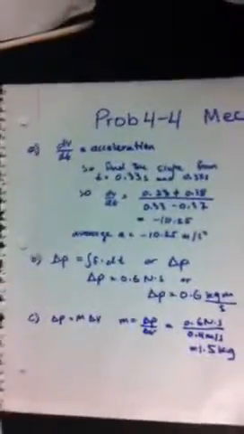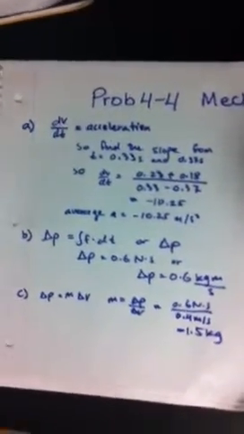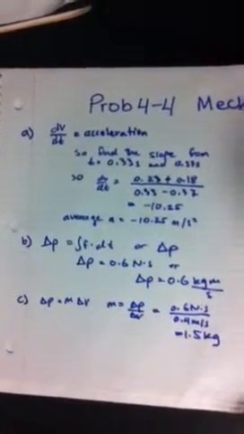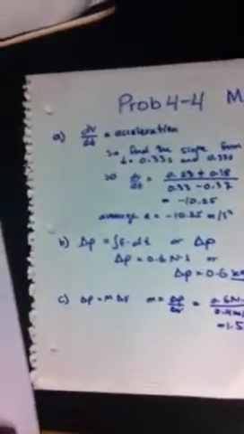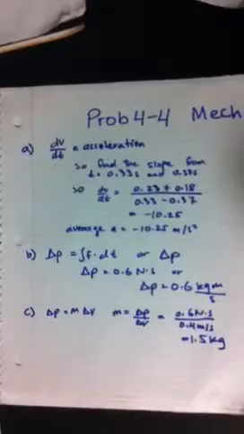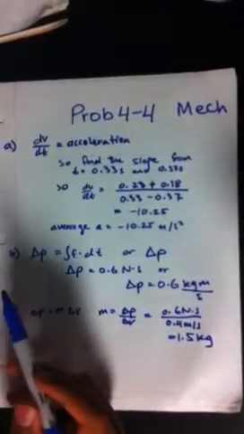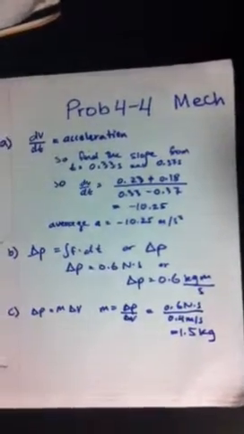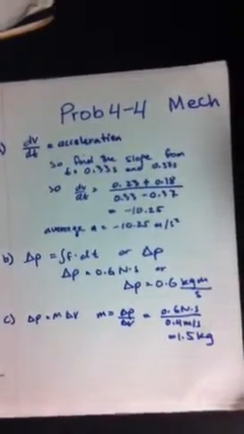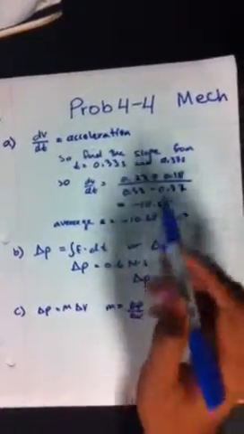So this is problem 4-4 for mechanics, and part A asks: determine the cart's average acceleration between time 0.33 seconds and time 0.37 seconds. We're given the velocity versus time graph, and as you know, acceleration is the derivative of velocity, which just means find the slope from 0.33 seconds to 0.37 seconds. And this is my slope formula right here.